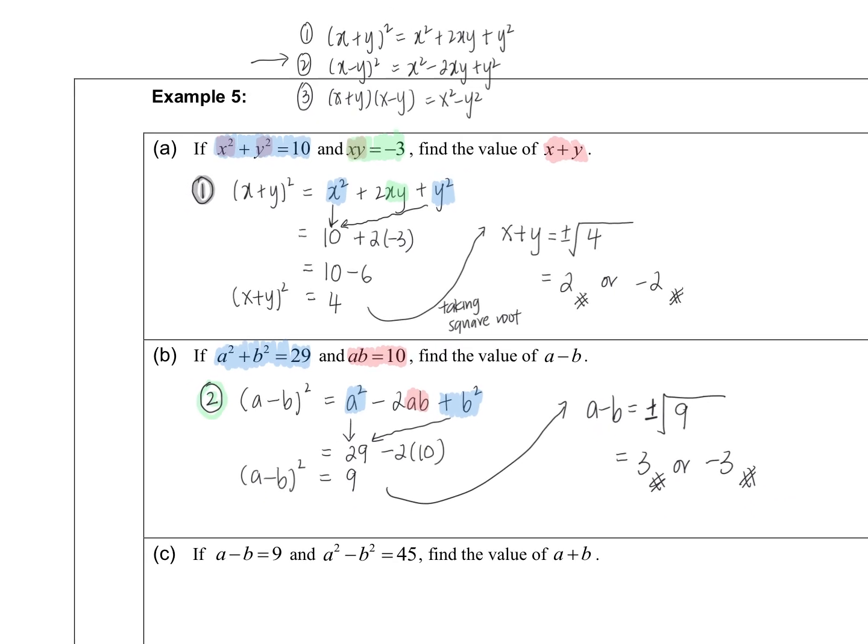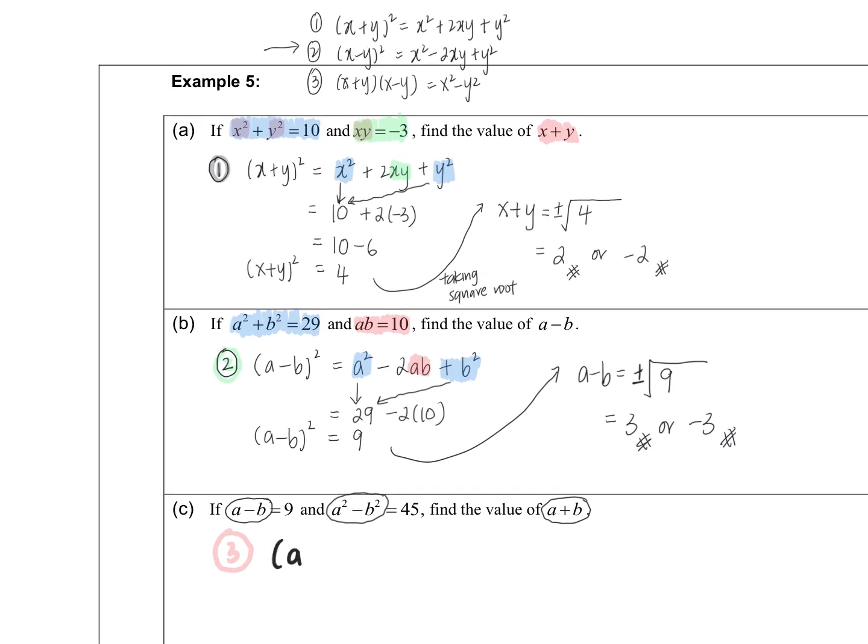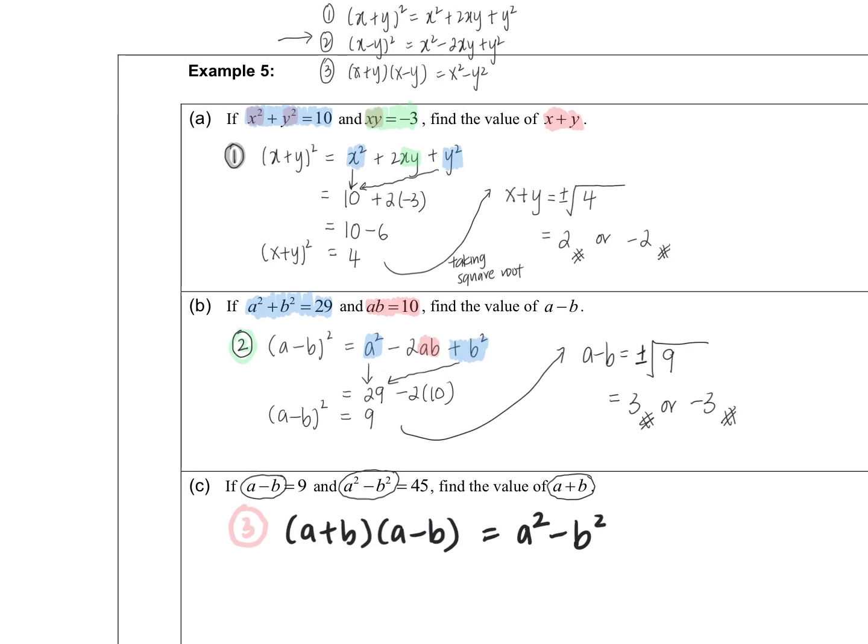Okay, last one. A minus B, A square minus B square, and A plus B. Which one should I use? 3, right? So I should be using number 3. So I just copy the formula. A plus B, A minus B, A square minus B square. So that's the formula you are supposed to memorize. So I plug in the values I know.